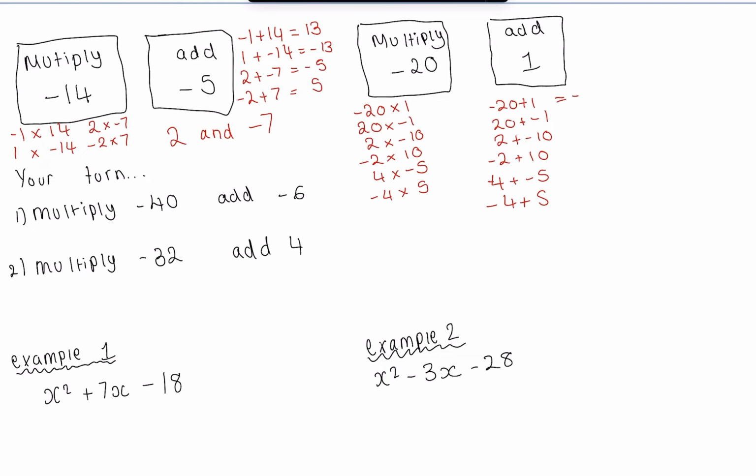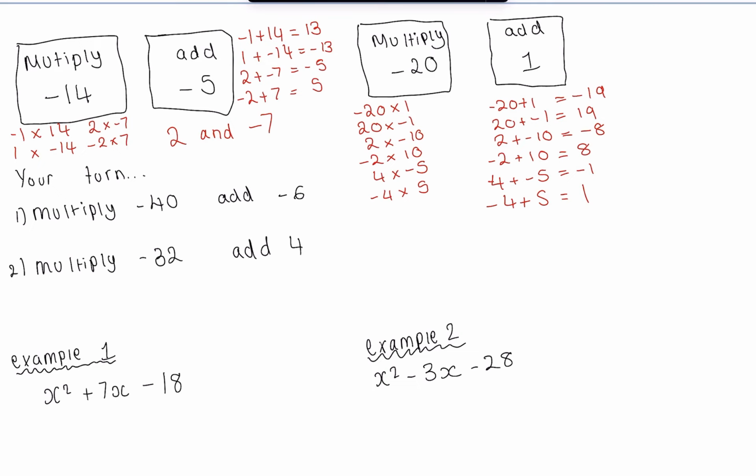-20 add 1 is -19. 20 take away 1 is 19. 2 take away 10 is -8. -2 add 10 is +8. 4 take away 5 is -1. -4 add 5 gives us 1. So you can see how each time we're getting a positive and negative version of the number.